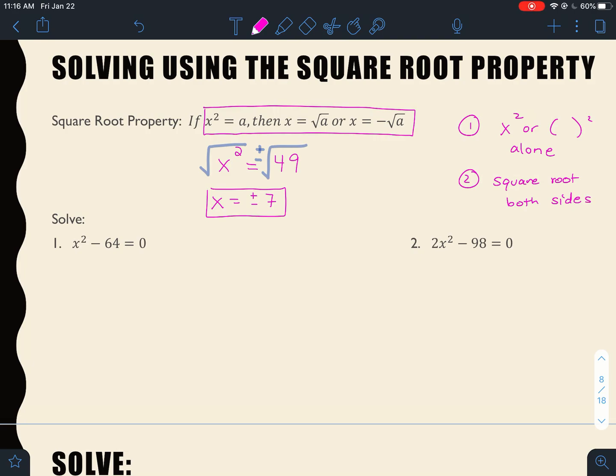So on number 1, we had x squared minus 64 equals 0. Well, on the previous slide, we factored and solved. You can still do that. Or now, get that squared term by itself.